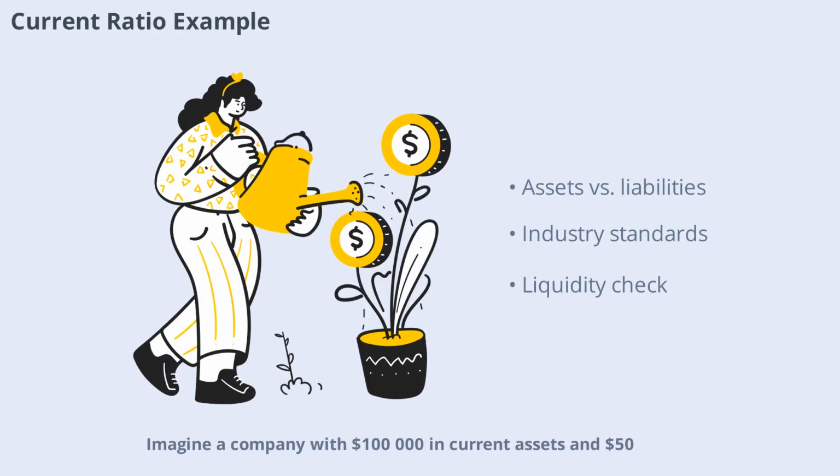Imagine a company with $100,000 in current assets and $50,000 in current liabilities. The current ratio would be 2. This means the company can pay its short-term debts twice over. Investors and creditors often look for a current ratio above 1, but what's ideal can vary by industry. If the ratio is too low, it could signal trouble paying bills. If it's too high, the company might not be investing its assets well. Next, we'll look at the quick ratio for a more stringent test of liquidity.